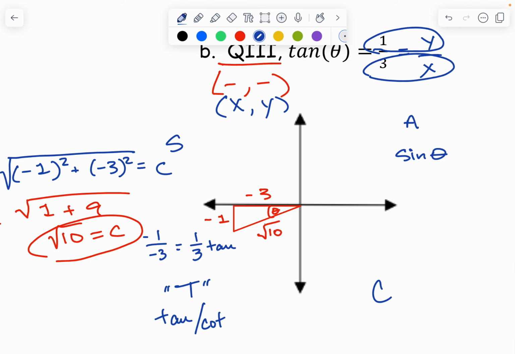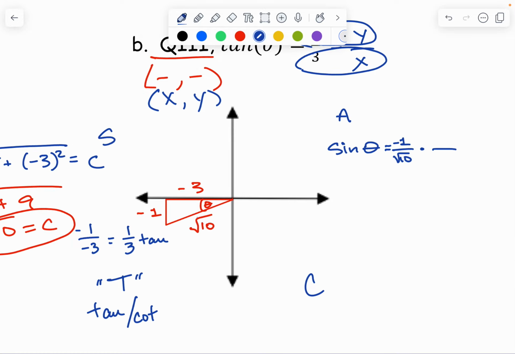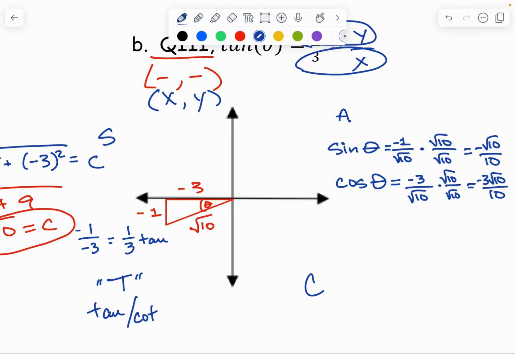So sine is y over r. That'd give me negative 1 over the square root of 10. I need to rationalize that. And so it'd be the negative square root of 10 over 10. Cosine is x over r. So that'd be negative 3 over square root of 10. I need to rationalize it. So that would be negative 3 root 10 over 10. Tangent, they already gave me. It's 1 over 3.